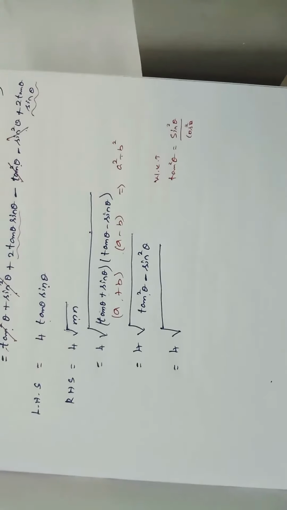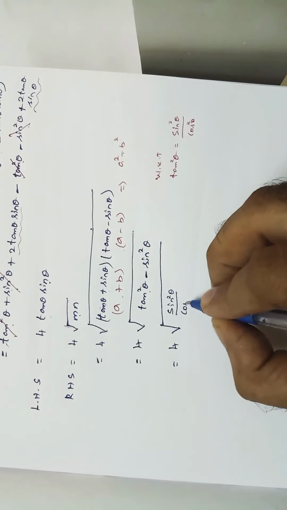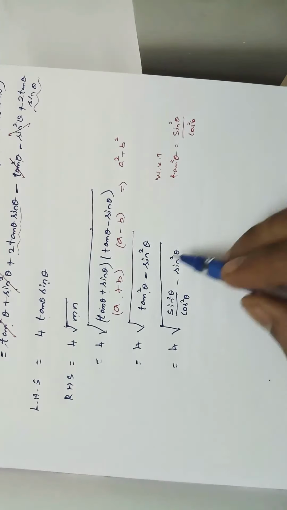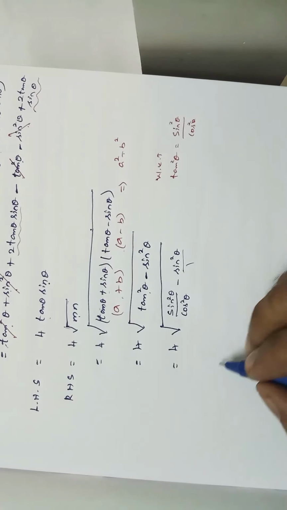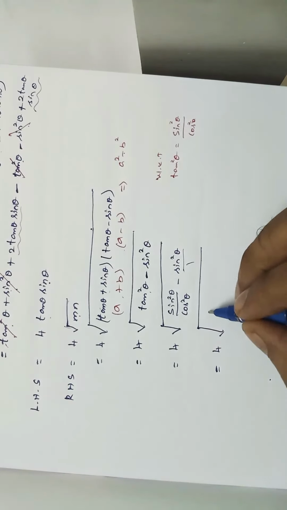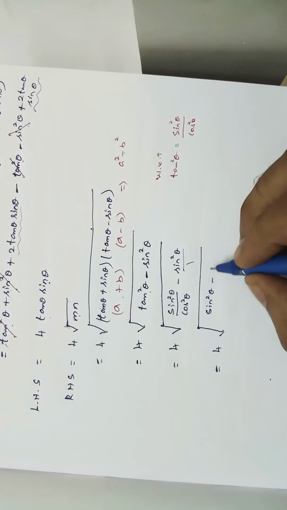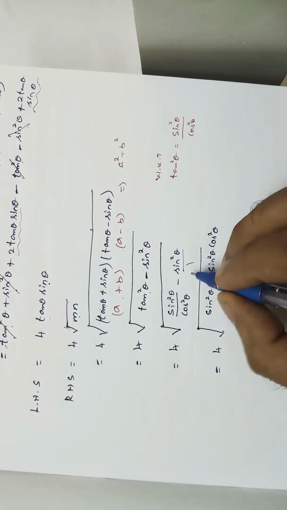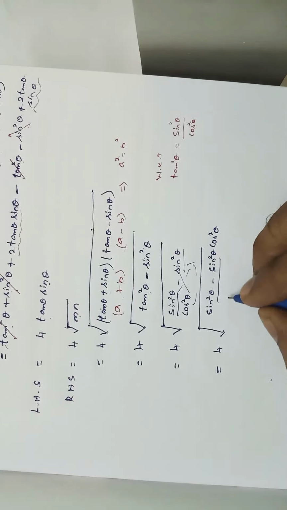So instead of tan square theta, what I'm going to substitute? Sin square theta divided by cos square theta minus sin square theta. Right? So it is in the form of fraction. Now what we will do? We will do the cross multiplication. 4 into square root of 1 into sin square theta minus sin square theta into cos square theta, divided by 1 into cos square theta.